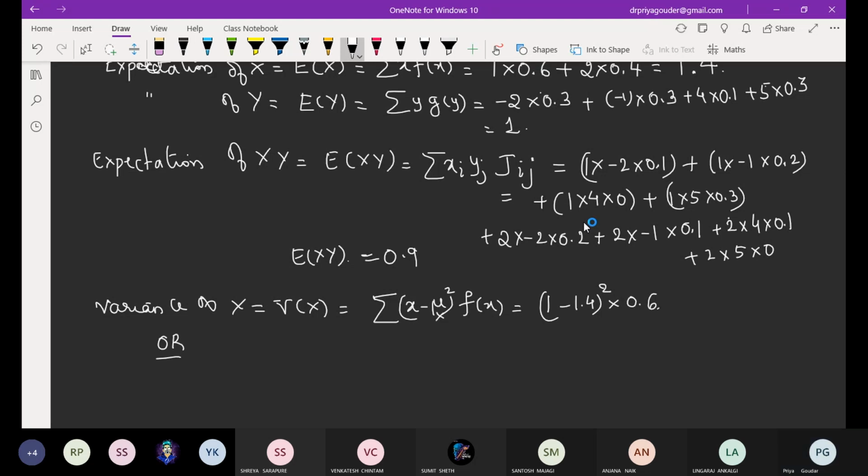Or what you can do: the variance of x is the expectation of x square minus the expectation of x, the whole square. Even variance is given by this. Write this one more result. You know how to do this. If you don't want to do this complicated thing every time, you can calculate the expectation of x square. Can you tell me how to get the expectation of x square?